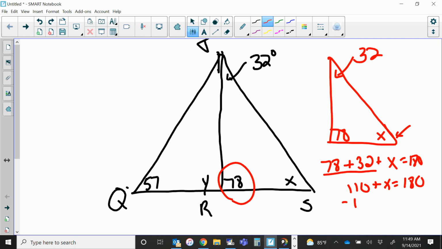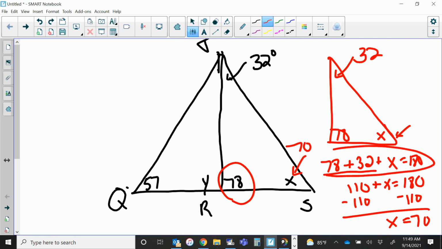Then I'm going to subtract 110, and I get that x equals 70. So now I've solved for x. Does everybody see? If someone asked me, how come you know that these things added up to 180, what would I tell them? What would be my reason why? Triangle angle sum theorem, right? That's my vocab. If I was doing a proof, that would be my reason why I can state that.